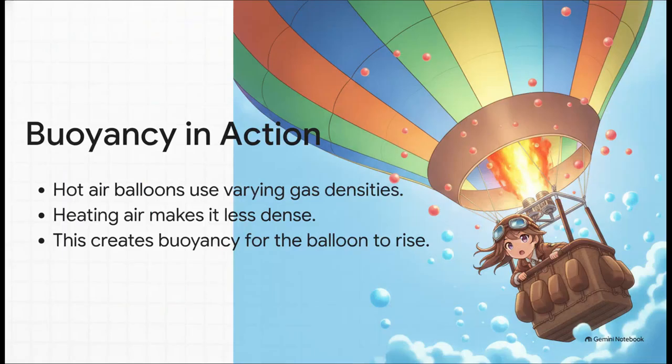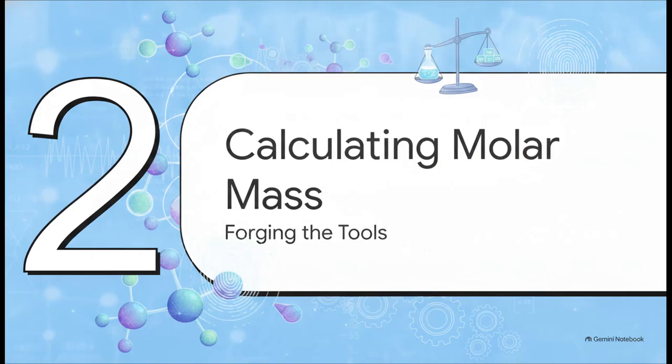You see this specific mathematical relationship in action all the time out in the real world. Think about a hot air balloon. The envelope of the balloon is filled with air, and a giant propane burner heats that air up. Because increasing temperature decreases density, the hot air inside becomes significantly less dense than the cooler air surrounding it outside. That difference in density creates buoyancy, lifting the entire massive balloon right off the ground. Pretty cool, right?